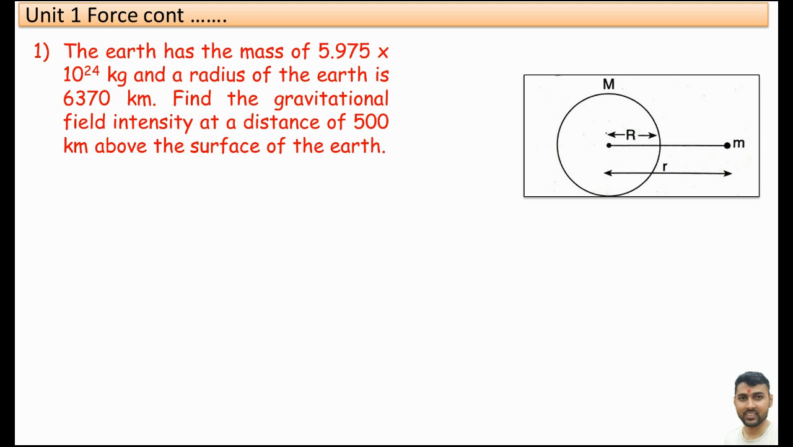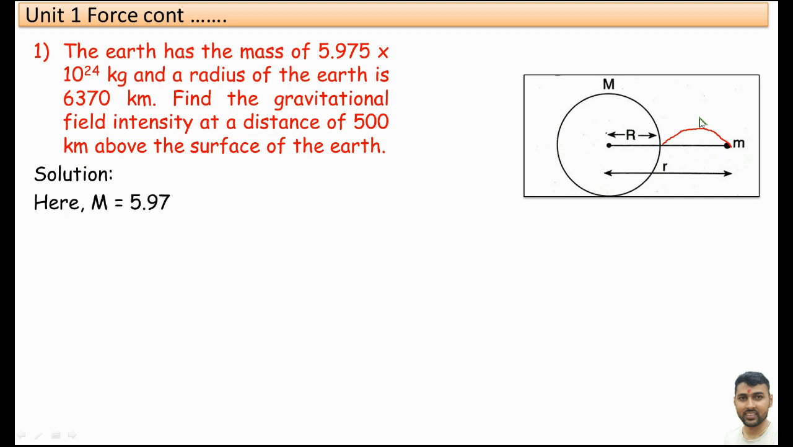Earth has the mass 5.975 into 10 to the power 24 kg. Suppose this is Earth and its mass is what? 5.975 into 10 to the power 24 kg. And the radius of the Earth is 6370. Then we have to calculate the gravitational field intensity at a distance of 500 km, that is, 500 km above the surface of the Earth.